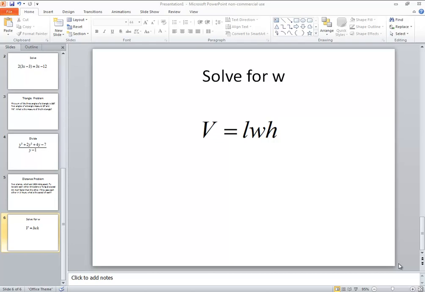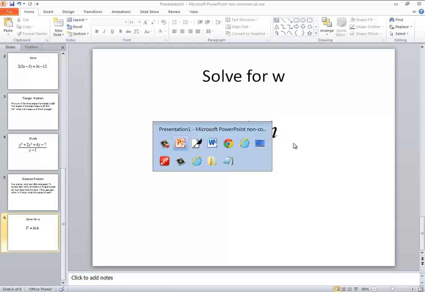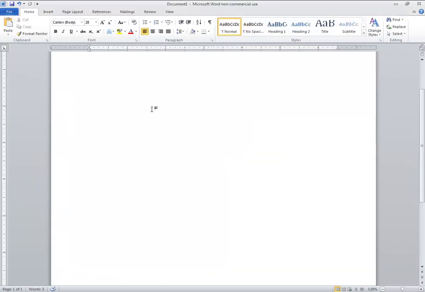Let's take a look at this problem. This is solving a formula for a variable. A formula, very simple definition of it, is you got an equals and you got two or more different variables. Remember, solving a formula for a variable.